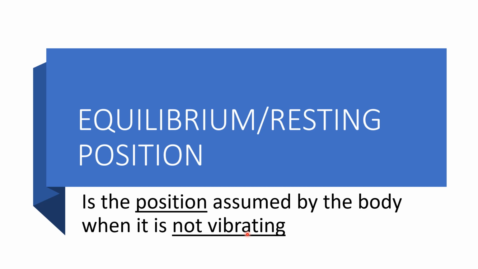So let's say an object is moving in periodic motion. There is a part or position where the object will not vibrate. So when the object is not vibrating, meaning the object reaches its equilibrium position. For you to visualize what equilibrium position or resting position is, let us have an example.